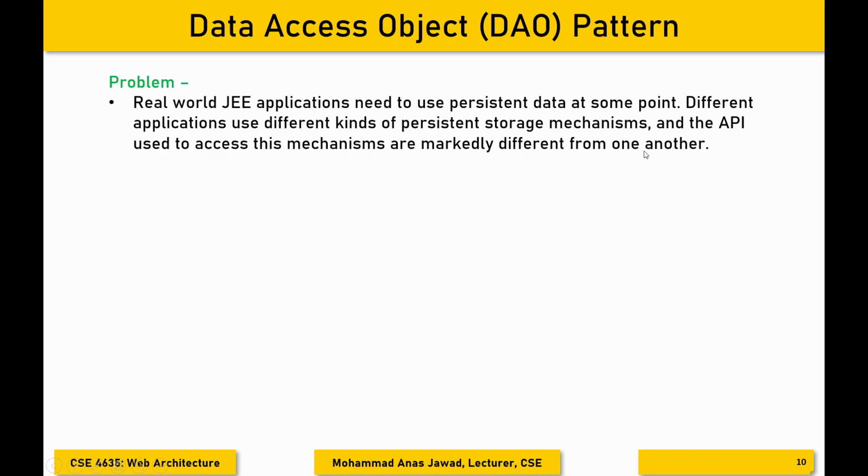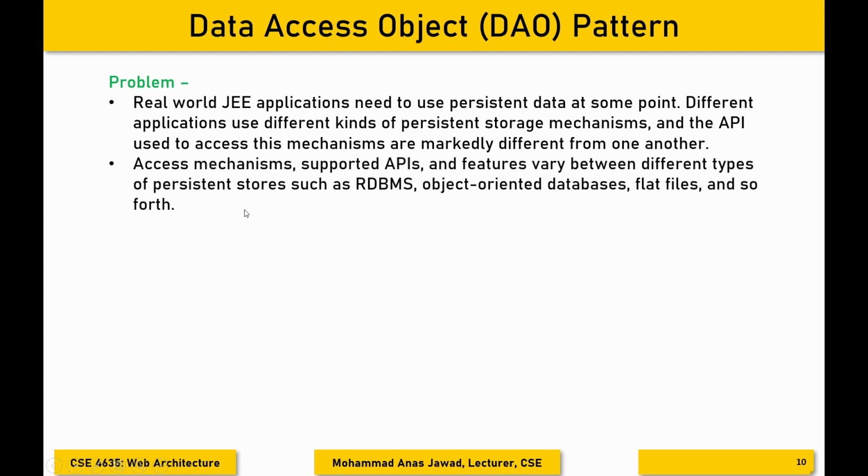And the API and the functions that are used to access these mechanisms are drastically different from one another, right? So again, the access mechanisms, supported APIs, and features vary between different kinds of persistent stores, such as RDBMS, object-oriented databases, flat files, and so on. So basically what this means is that if we are using RDBMS as our persistent storage mechanism, then the API that is going to be used to access our RDBMS is going to be different from the API that is going to be used in case we are using an object-oriented database.